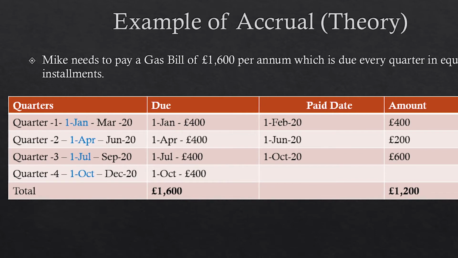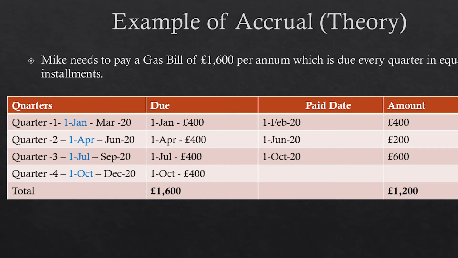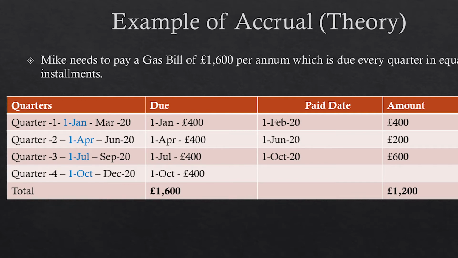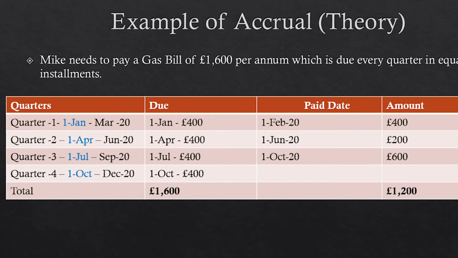The next payment due is the 1st of April, but there is a payment made in June of 200. So there's one that's late and one that is not the actual amount. And then the 1st of October, there was a payment of 600. Again, it's slightly a bit more than what was required, but it compensates for the late payment or the lower payment than what was required in the previous one of 200.